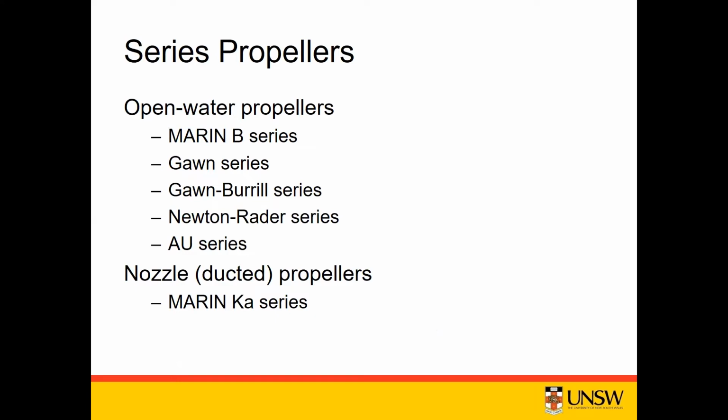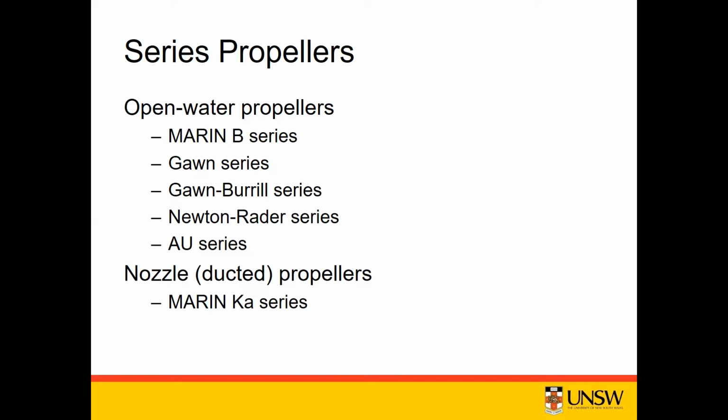Much of the data that we have on propellers has been derived from tests of model propellers, and they're usually tested as series. Some of the more useful series are the ones that I've shown on the screen there. For open water propellers, we have the B series, which was originally developed as a result of 3 papers by Professor Lawrence Troost at what was then the Netherlands Ship Model Basin, now called the Maritime Research Institute Netherlands.